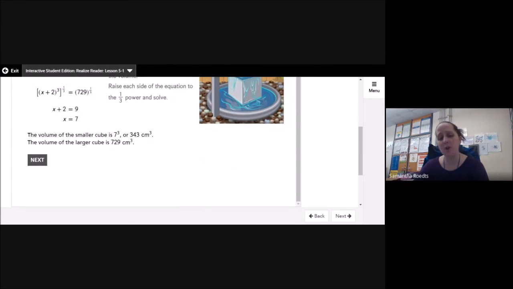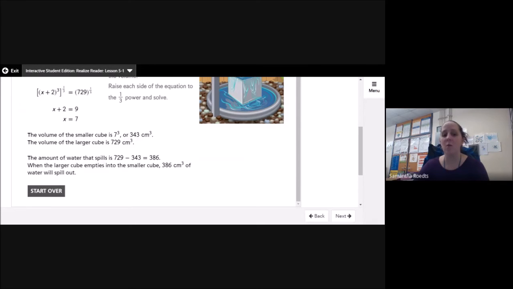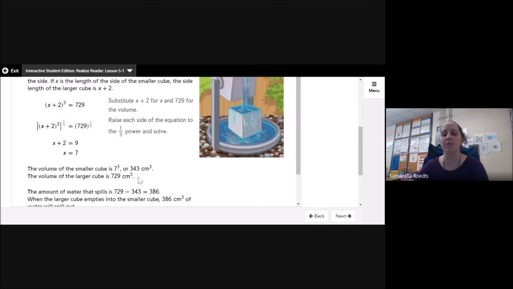The volume of the smaller cube is 7 cubed, or 343 centimeters cubed, and the volume of the larger cube is 729 centimeters cubed. So the amount of water that spills is 729 minus 343, or 386. So when the larger cube empties into the smaller cube, 386 centimeters cubed of water will spill out.